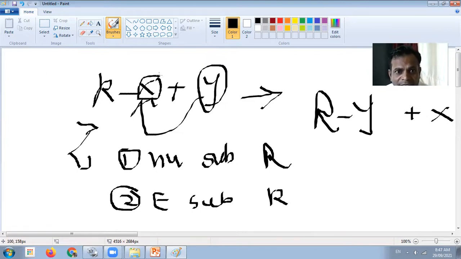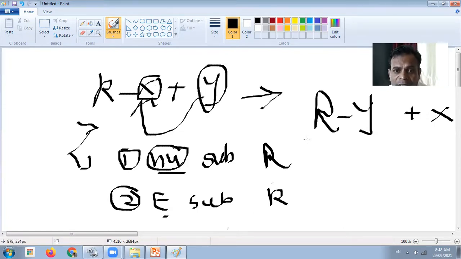When one or more than one group is substituted by a nucleophile, such reactions are called nucleophilic substitution. And when Y is an electrophile, when one or more than one group is substituted by means of an electrophile, those reactions are called electrophilic substitution reactions.